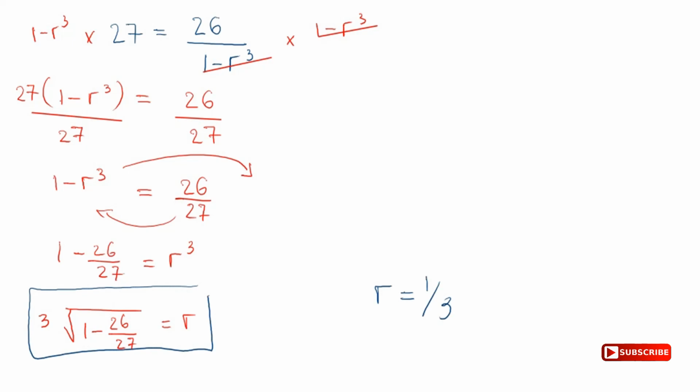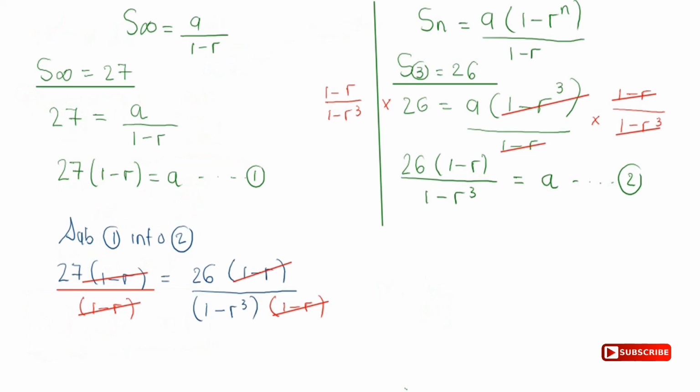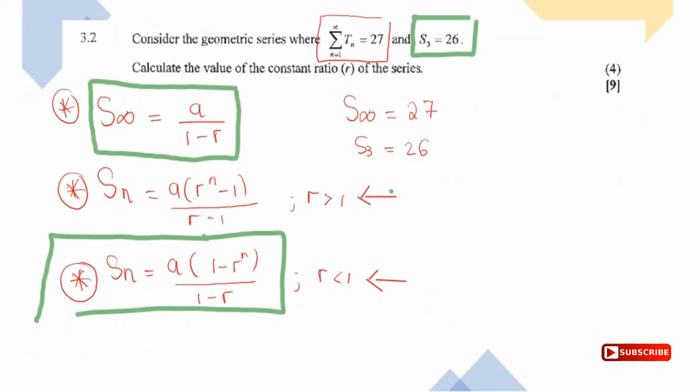Okay, let's quickly go through what we did in this question because it's very, very important. From this question, we saw that we were given an infinite geometric series, and we are told that the sum of this infinite geometric series was 27. So we think, what is the formula that you use when you're working with the sum of an infinite geometric series?